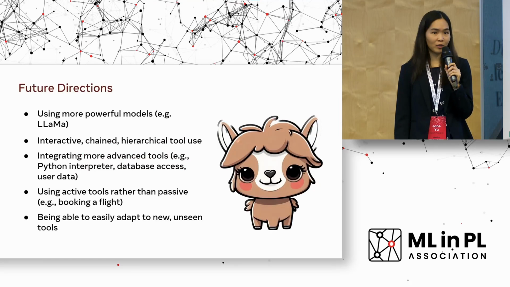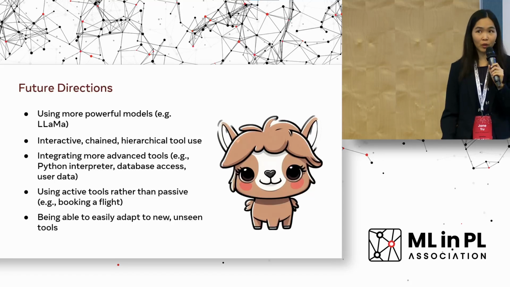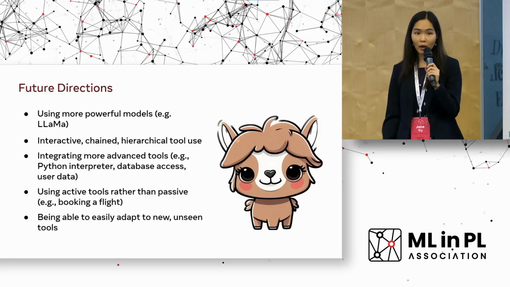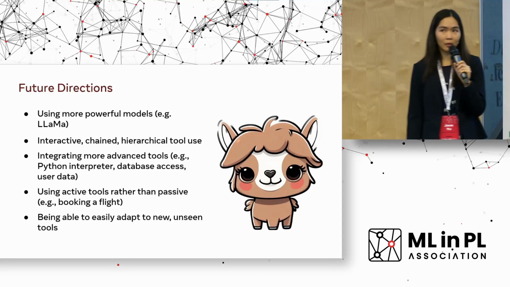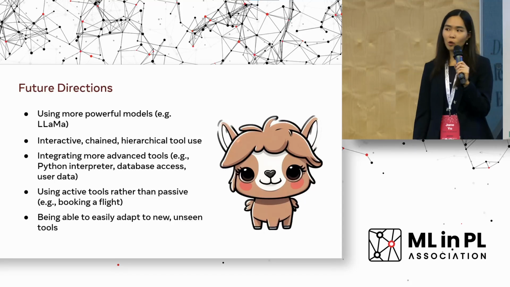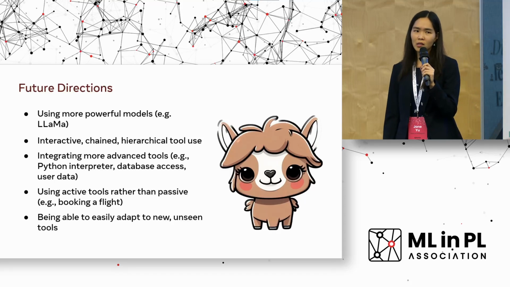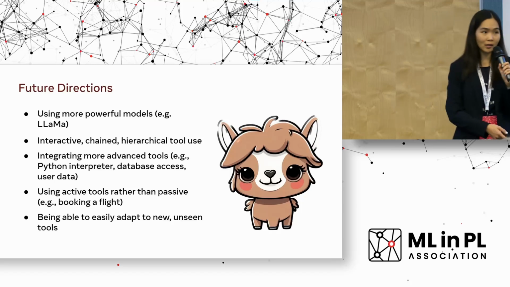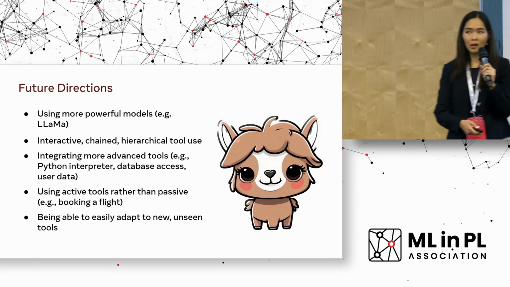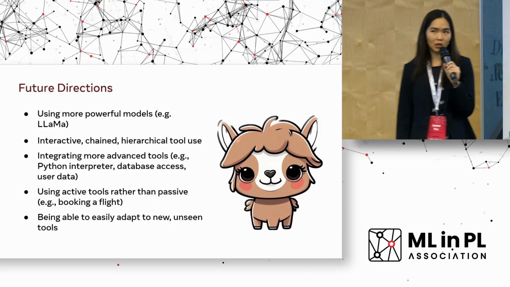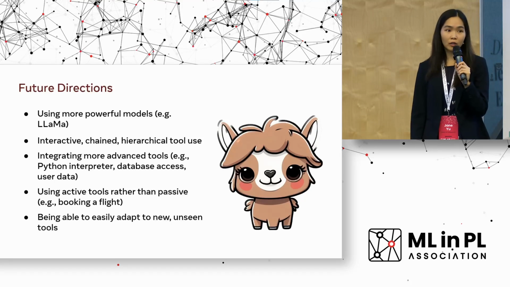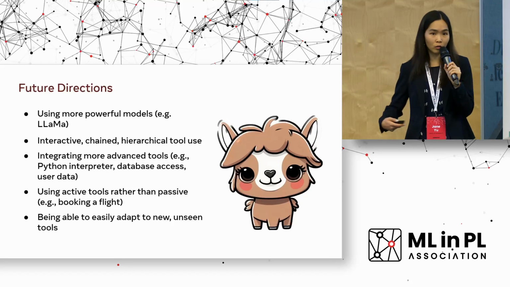So the first, in particular, with regards to Toolformer, we want to experiment with more powerful models, in particular Llama, which Meta came out with this year. It still remains an open question of whether or not powerful models rely more or less on tool usage. Maybe they have more complex cases of how they use tools. Maybe they rely less on tool usage. This definitely remains to be explored. We also want to look at interactive or chained hierarchical tool usage.